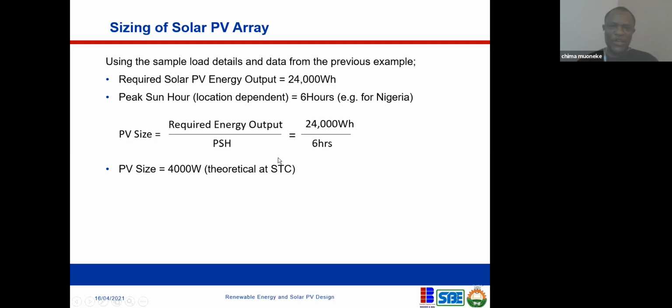So let us proceed. When we do our division, what we have is 4,000 watt hour of solar PV array that we need to be able to generate 24,000 watt hour with 6 hours peak sunshine every day.